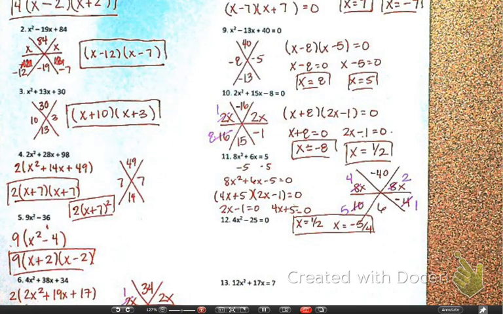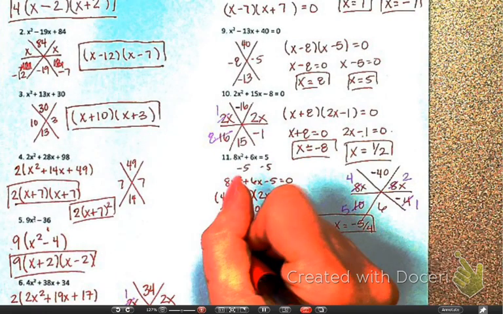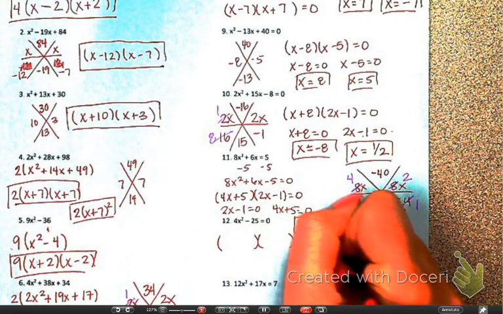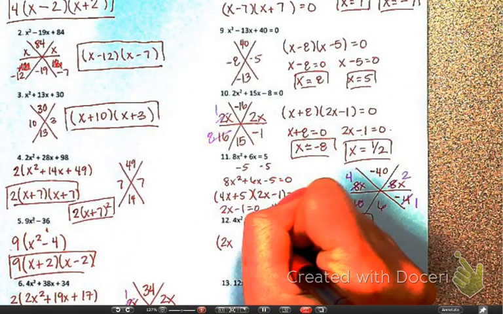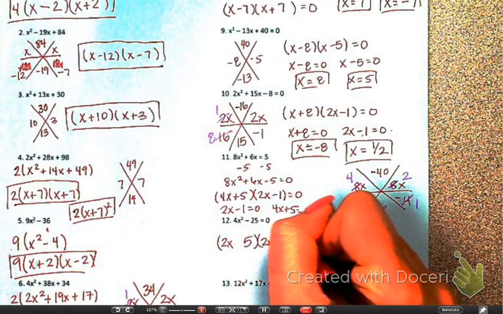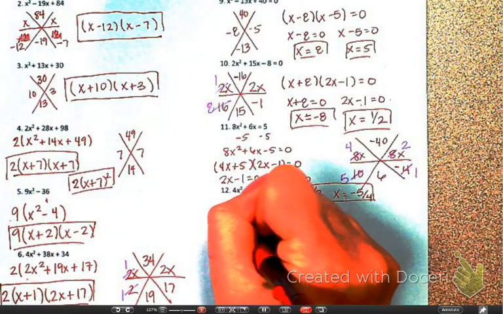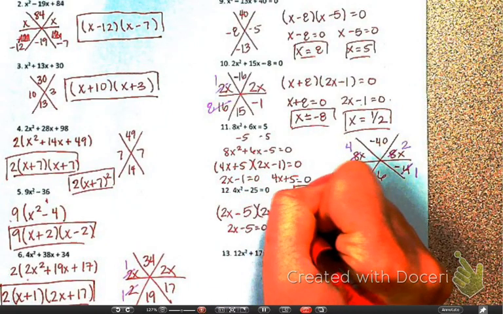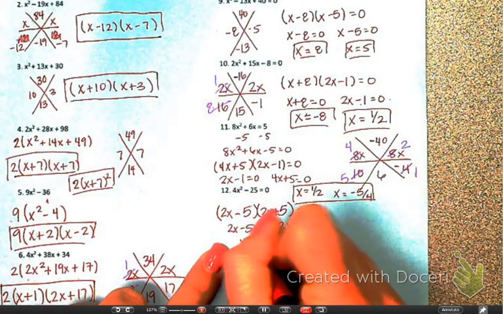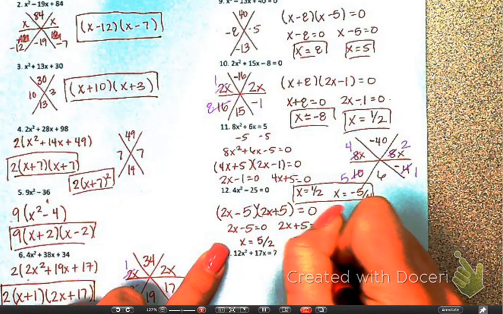Number 12. Am I in standard form? Yes, set equal to 0, so I'm good. Is there a GCF? Nope. So how would I factor that? Difference of squares. There's two terms, a subtraction sign, and both are perfect squares. What's the square root of 4x squared? 2x. What's the square root of 25? 5. One's plus, one's minus. So 2x minus 5 equals 0, and 2x plus 5 equals 0. x equals positive 5/2, and x equals negative 5/2.